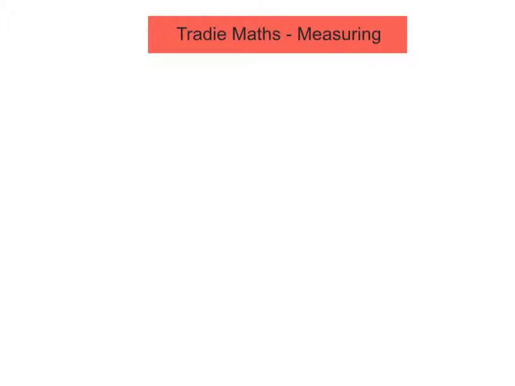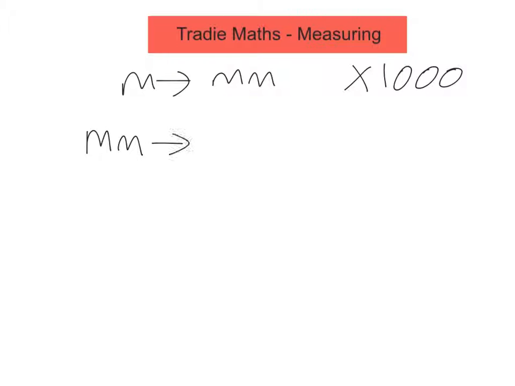So let's just go over that again. If I'm going to change meters to millimeters, I need to multiply by 1,000. Seems a bit odd that you multiply by 1,000 when you're going to a smaller thing, because millimeters are smaller. But it's because you need more of them to count the same distance. If I'm going from millimeters to meters, then I divide by 1,000.